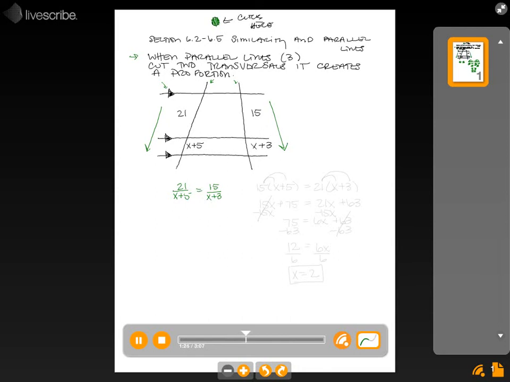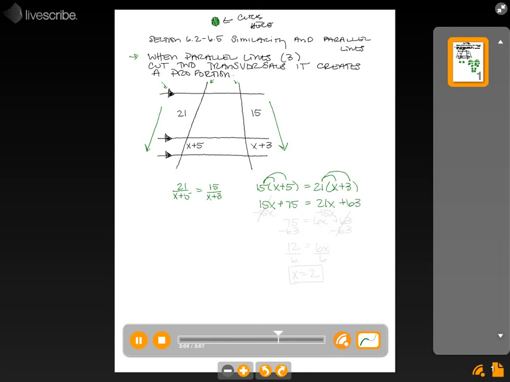Now we solve it, we cross multiply. So we have 15 times x plus 5 equals 21 times x plus 3. Notice I put the denominators of both in parentheses because we're going to have to distribute. It doesn't just get multiplied to the first term of the denominator. It has to go to both. So we're going to distribute. 15 times x is 15x. 15 times 5 is 75 equals 21 times x is 21x. 21 times 3 is 63, so plus 63.